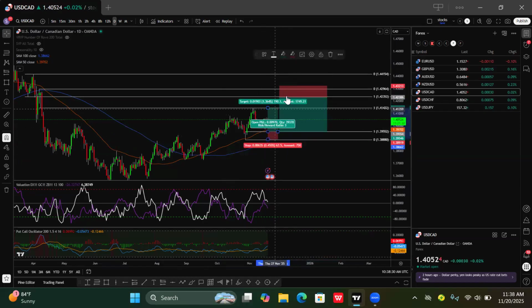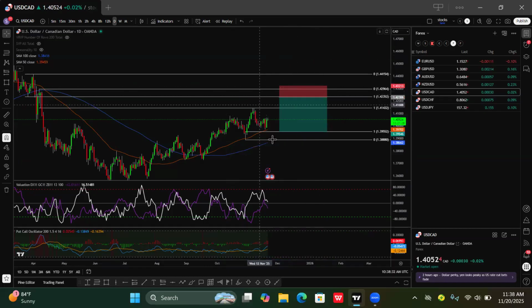Right now, I missed the buy position. It almost came close to the zone and moved with me. So yeah, we missed that one.